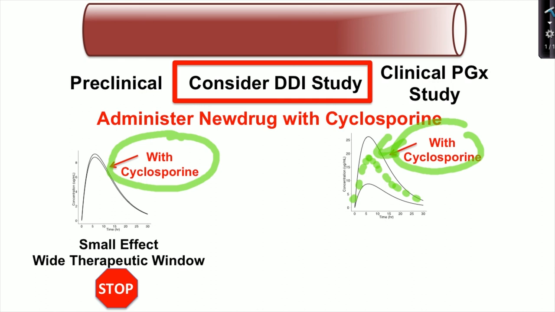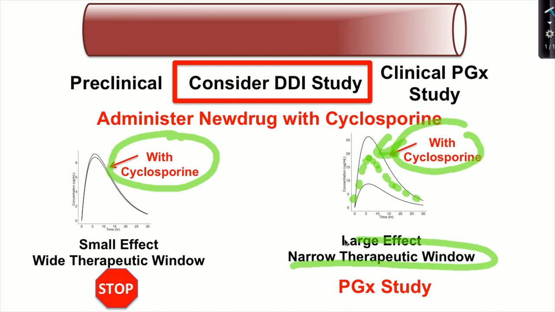You may have to do a drug-drug interaction study anyway, because your drug is a substrate of OATP1B1 and it's recommended. So do the drug-drug interaction study first and get some information. If you get a large effect, and especially if you have a narrow therapeutic window drug, genetic polymorphisms could play a role in higher drug levels, which may lead to drug toxicity.